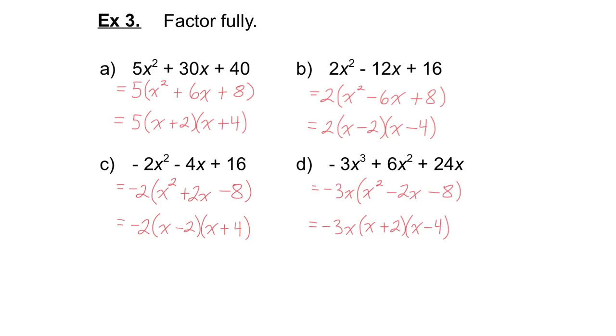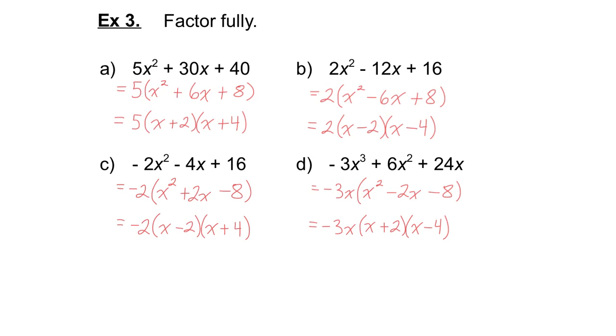So now you can check your answers. For the first one, I factored out the 5 as the greatest common factor. I was left with x squared plus 6x plus 8 in the brackets. I needed to find two numbers that multiply to 8 and add to 6. Those numbers are 2 and 4. So I end up with 5 times x plus 2 times x plus 4 as my factored form equation.